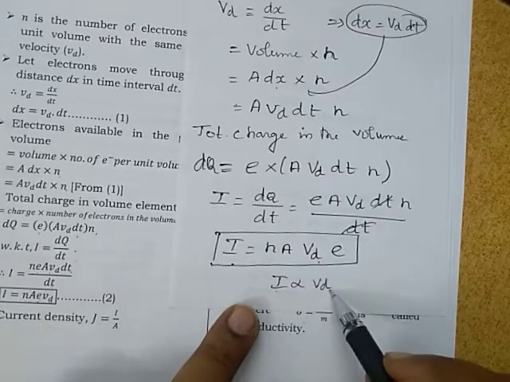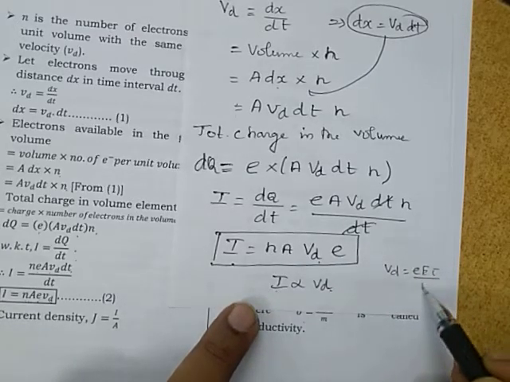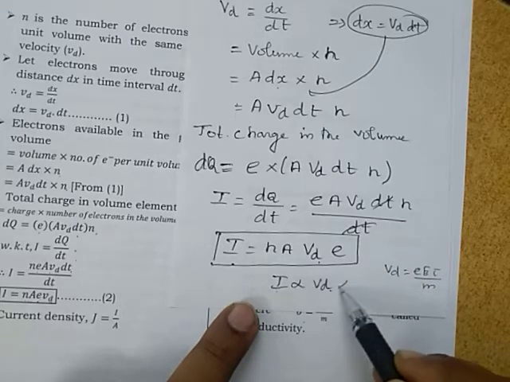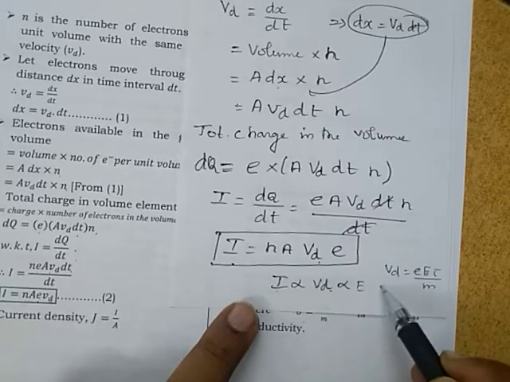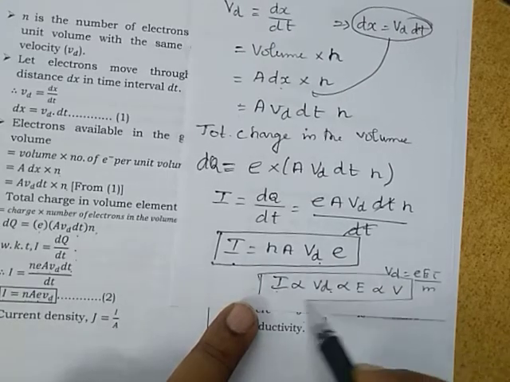How to increase the drift velocity? We know Vd is equal to e tau by m, times E, so by increasing the electric field. How to increase the electric field? By increasing the potential. This is one of the valid expressions.